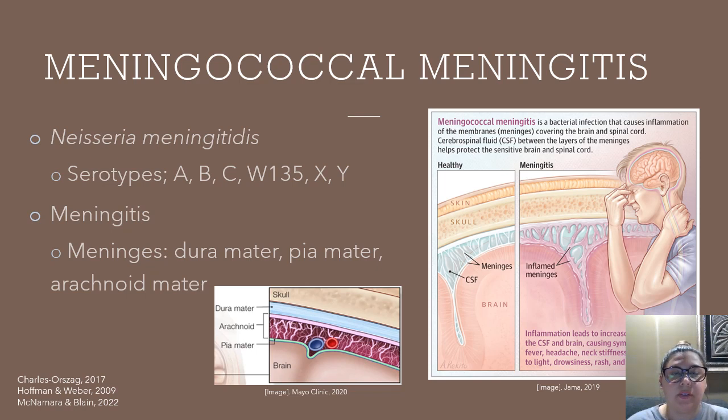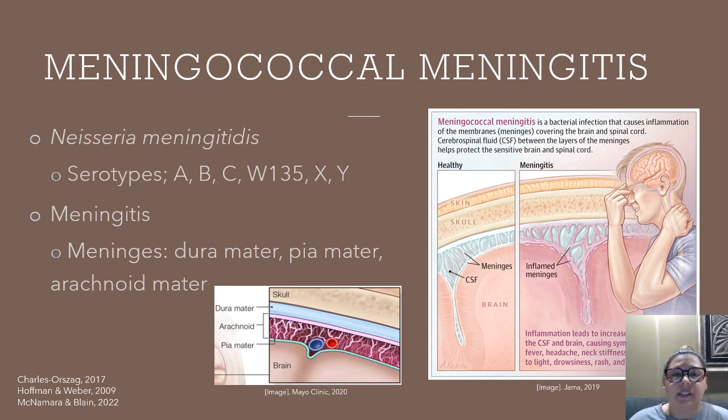Meningococcal meningitis is a rare but serious infection caused by the bacterium Neisseria meningitidis. N. meningitidis can be classified into 12 serogroups based on its capsular polysaccharides surrounding the bacterium. Serogroups A, B, C, W135, X, and Y are the primary causes of meningococcal disease worldwide. The most frequent presentation of meningococcal disease is meningitis, and this is where meningococcus crosses the blood-brain barrier and proliferates in the cerebrospinal fluid.